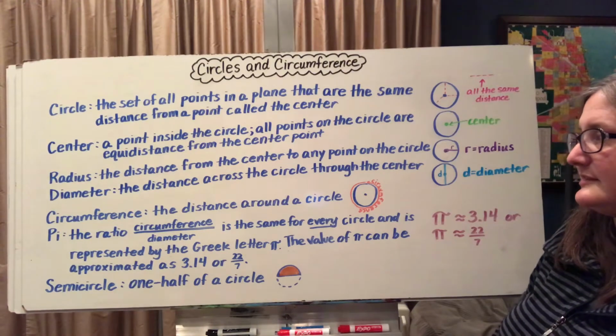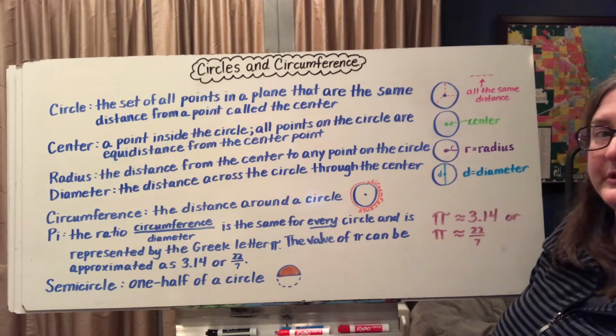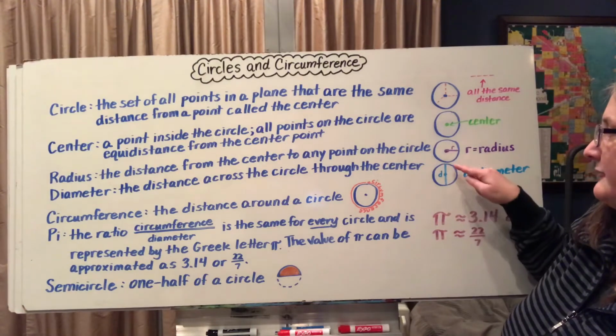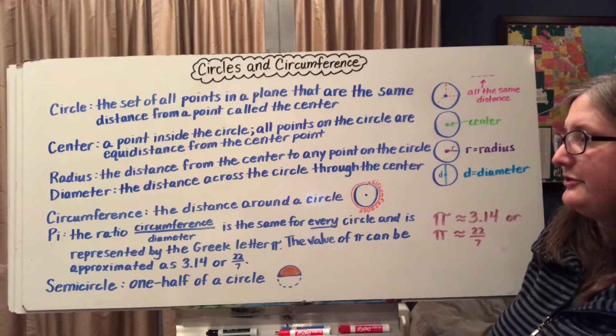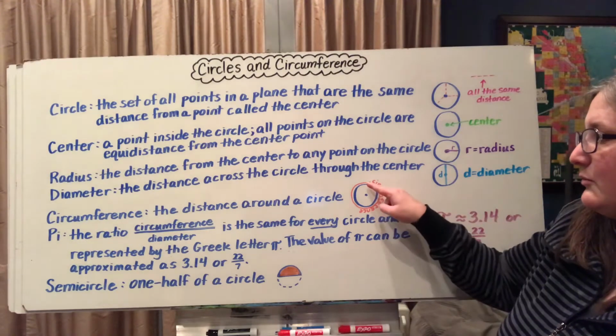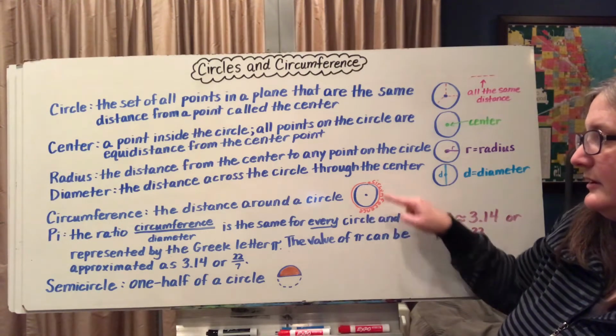A diameter is the distance across the circle through the center. So it's a line drawn from edge to edge through that center point. The circumference is the distance around a circle.